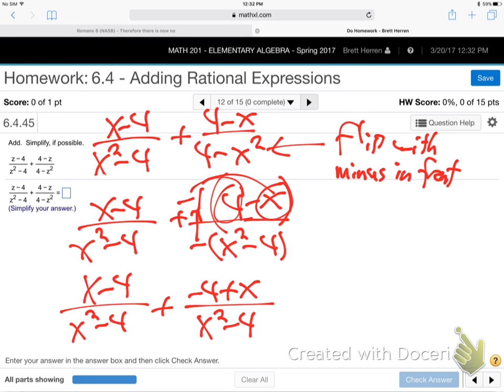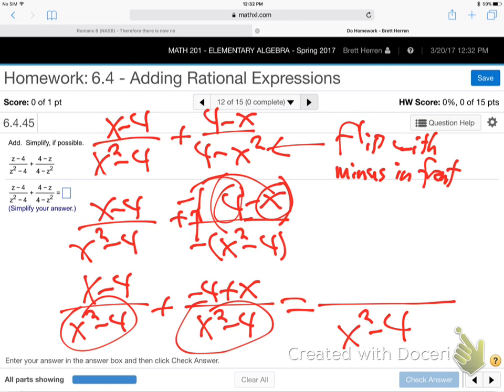Now, actually, I don't even have to factor because the bottoms already match. The only reason we factor denominators and shop and give them what they're missing, all that is to make the bottoms the same. If they're already the same, great. Let them get together. So the bottoms already match, don't they? So I'm not going to shop or factor or give them what they're missing or any of that. I'm just going to combine them.